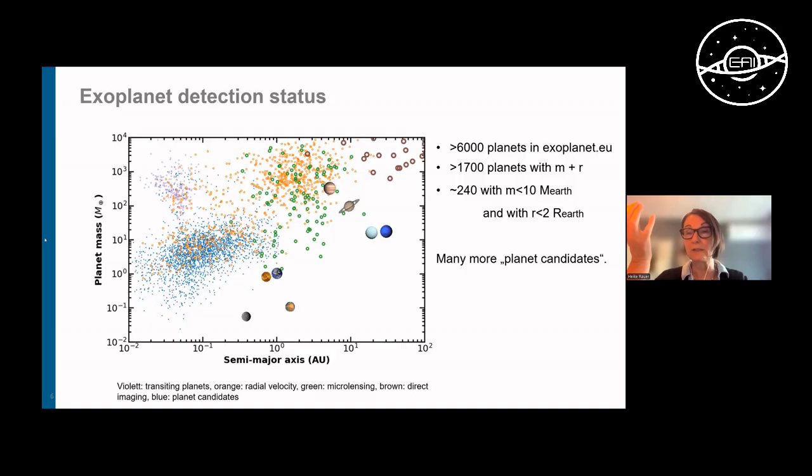If you look at the detection numbers, we have more than 6,000 planets known today, but out of these, almost 2,000 have a mass and a radius measured, but only between 205 and 300 have a parameter range where we say, okay, they could be rocky planets, so less than 10 Earth masses, less than 2 Earth radii, Earth or super-Earth planets. So in terms of astrobiology and habitability, the number of known rocky planets is actually very, very small.